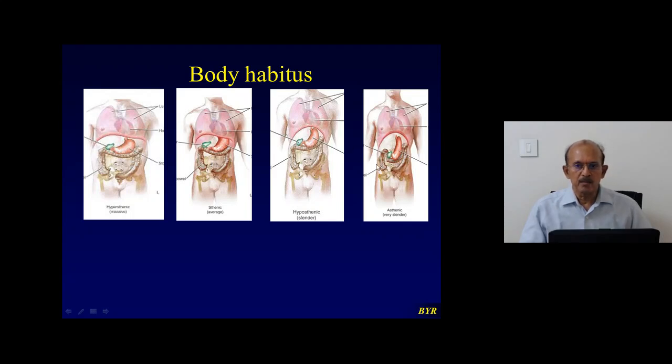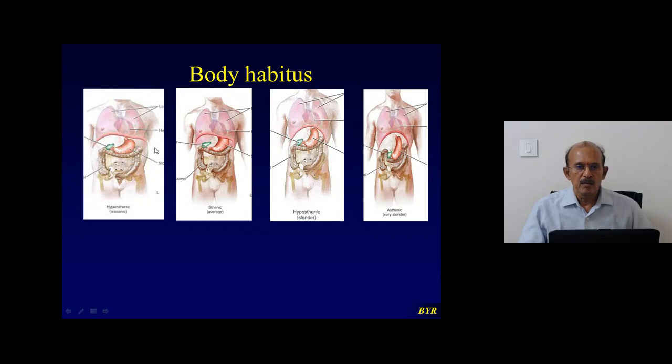Then the extreme is called asthenic. In asthenic individuals, you can see the stomach is hanging down into the pelvis. The transverse colon is sagging into the pelvis. The bowels go into the pelvis. The person is long and slender. This personality is called the asthenic personality.